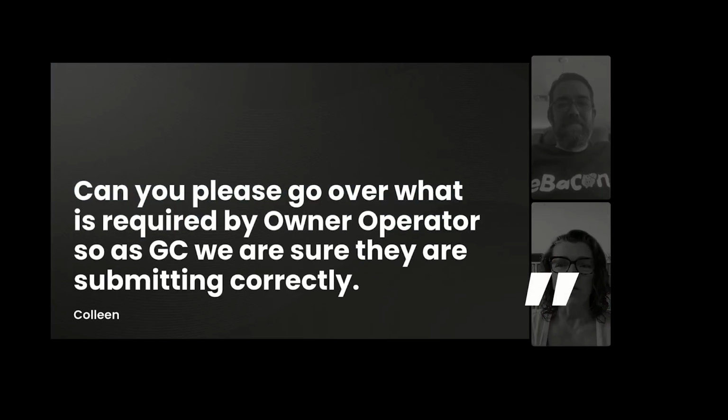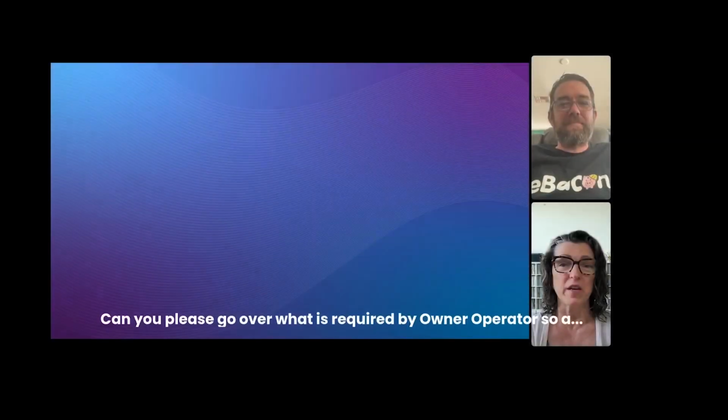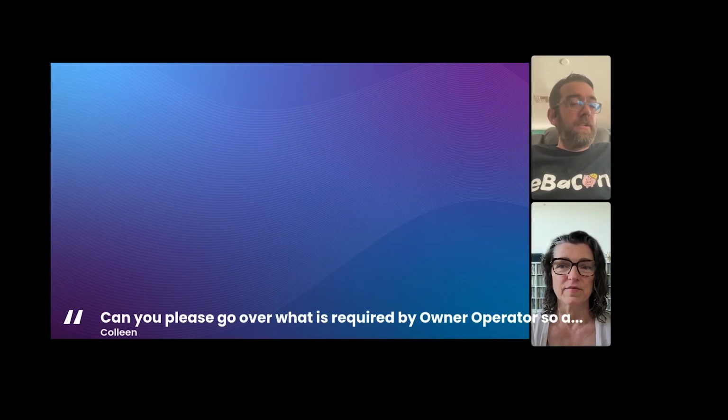Can you please go over what is required by owner operator, so as a GC, we are sure they are submitting correctly? Yes, absolutely. So as an owner operator, basically they are still required to report, even if they're not actually paying themselves a W-2 wage and they're paying, say, a K-1 or 1099. They still have to pay themselves the appropriate rate plus the fringes, even if they're not withholding taxes. But yes, they still are required to report on the A131 or the WH347 in a timely basis, and submit those to their general contractors.